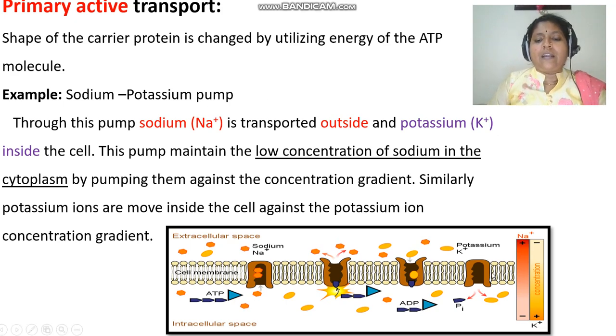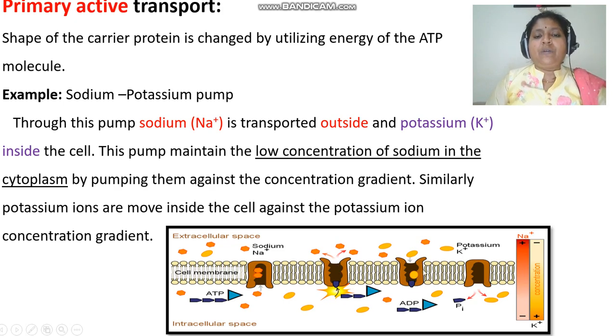Here you can observe that this is a plasma membrane in which this carrier protein or channel is present. This is the intracellular space, towards the cytoplasm. This is the extracellular space. Because of its shape, from the intracellular side, the sodium ions are deposited in this channel. After utilizing the ATP molecule, the shape of the carrier protein changes, and the sodium is deposited into the extracellular environment.